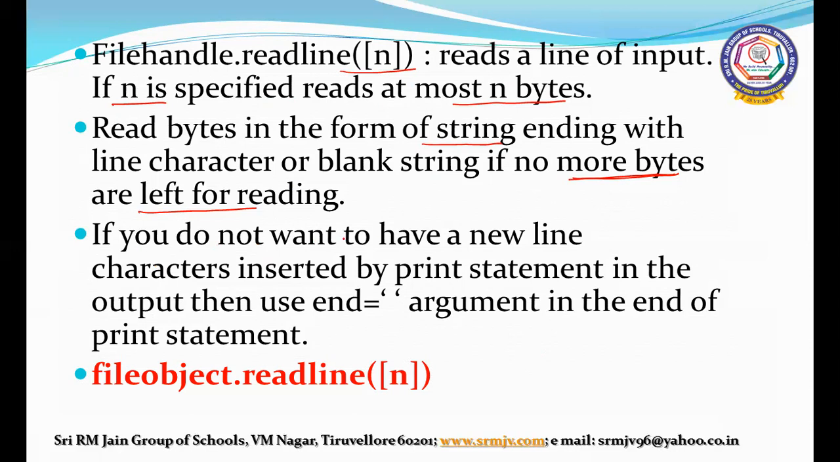If you don't want any newline characters inserted by the print statement, in the print statement you can use end equal to empty double quotes. An argument can be attached to leave that out. That is, if you don't want any newline characters to be attached, you can use end. So the syntax is the file object dot readline of n. n is optional.